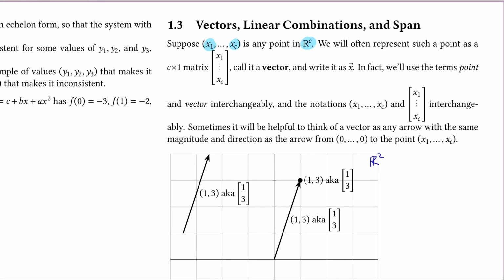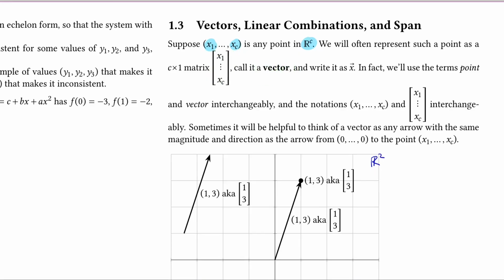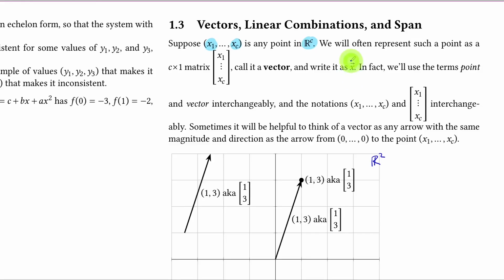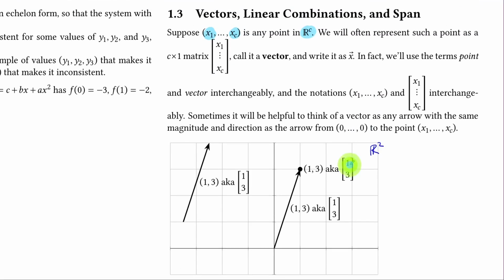a vector, which is a matrix with C different rows and one column. So a single column matrix is called a vector, and we can write it as just X with a little arrow over it, so we can tell it apart from just the real number X. Okay, so the column matrix, this vector (1, 3), means the same thing as the point (1, 3).